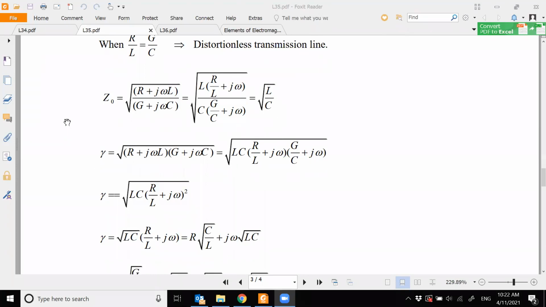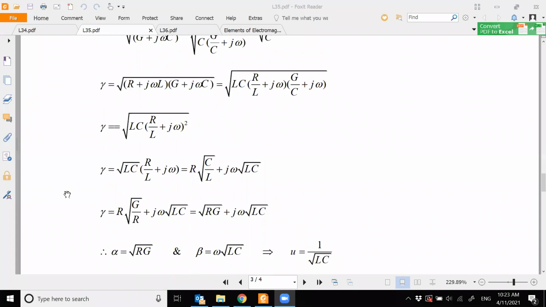And what will be my propagation constant? Root of R plus j omega L times G plus j omega C. We can do the same thing, a little bit of simplification, and we will end up with this one: root of RG plus j omega root of LC. Now if I compare it with alpha plus j beta, I see that alpha is root of RG and beta is omega root of LC. And now U will be 1 over root of LC.